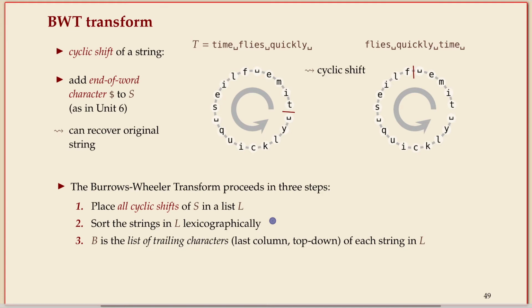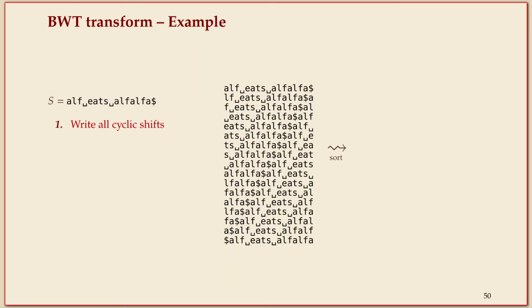Then you sort these strings lexicographically. So you sort all the cyclic shifts lexicographically. And then the last column is the BWT. So again, on an example, we have this text, Alf eats alfalfa. Again, as a brilliant example, because it has lots of repetition. And in case you haven't heard this before, alfalfa is some sort of grain. I mean, it's a real thing to eat.